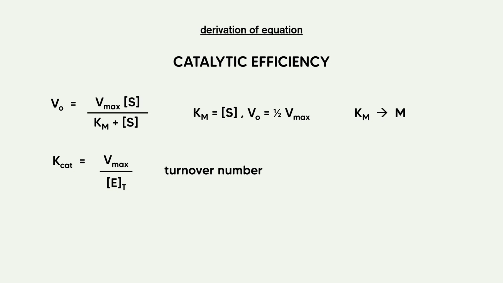This is called an enzyme's turnover number, which is the number of substrates an enzyme can turn into product in 1 second at its maximum speed. The unit for Kcat is second minus 1, or per second. We can define an enzyme's catalytic efficiency as Kcat over Km.